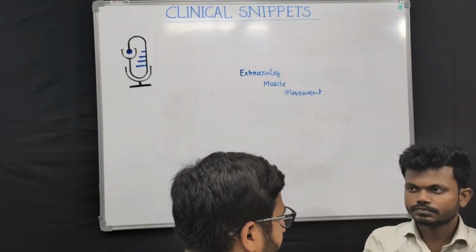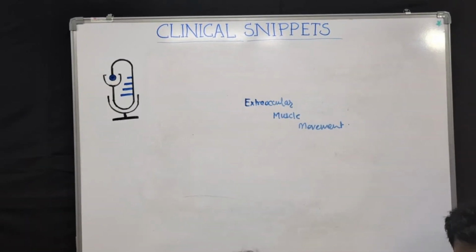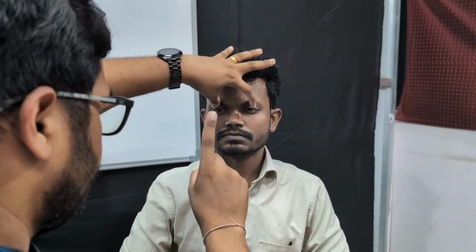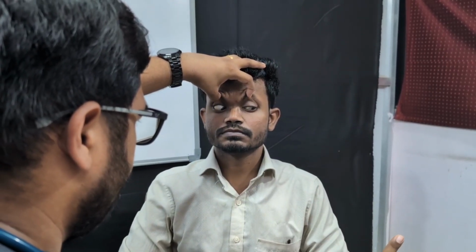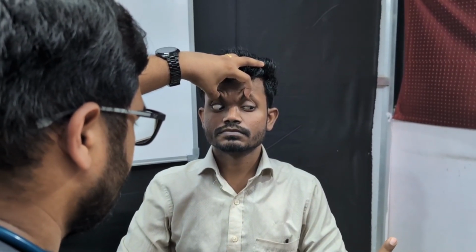Finally, we will summarize all extraocular movements of the eye. We will be checking on the left side first. Left eye, lateral rectus; right eye, medial rectus. Left eye, superior rectus; right eye, inferior oblique. Left eye, inferior rectus; right eye, superior oblique.